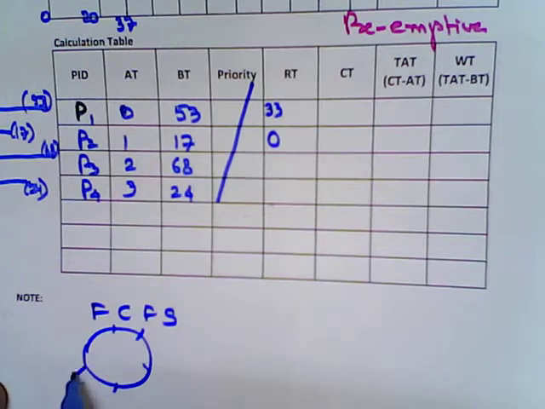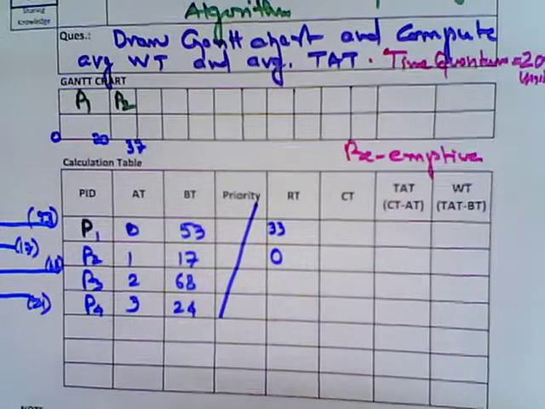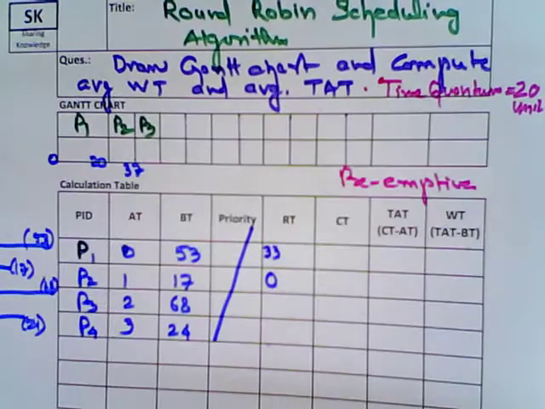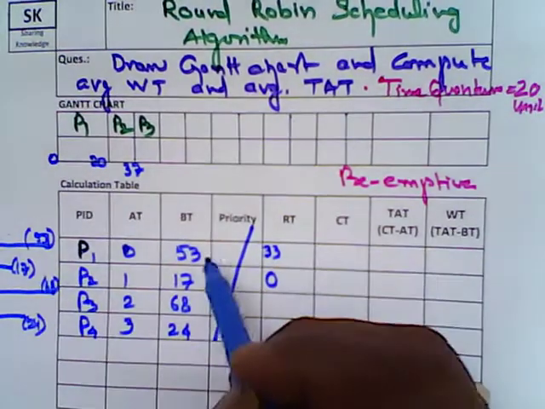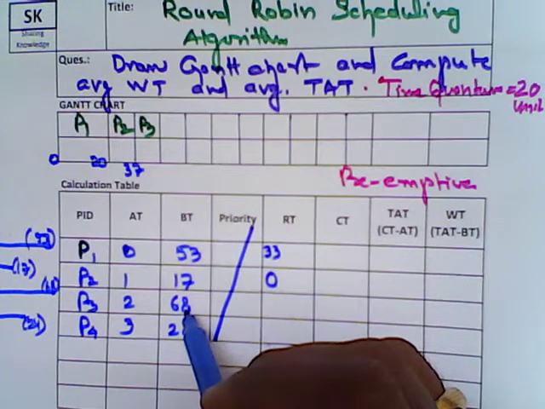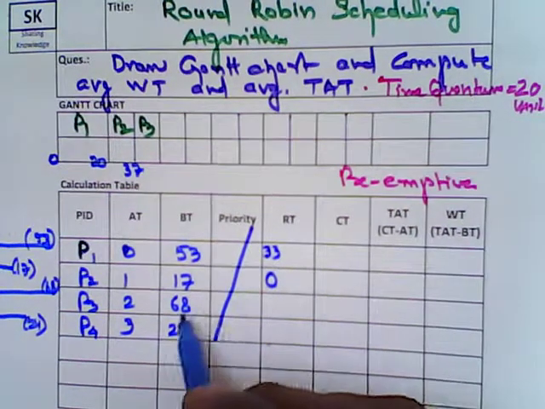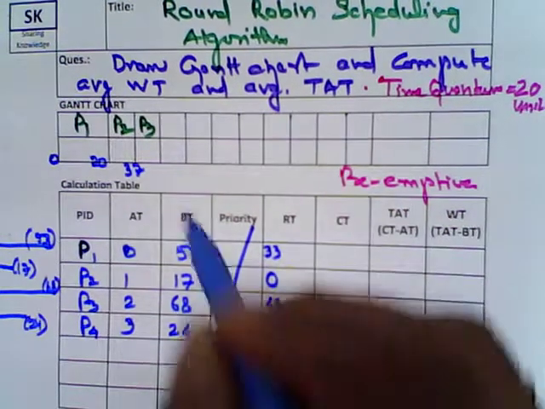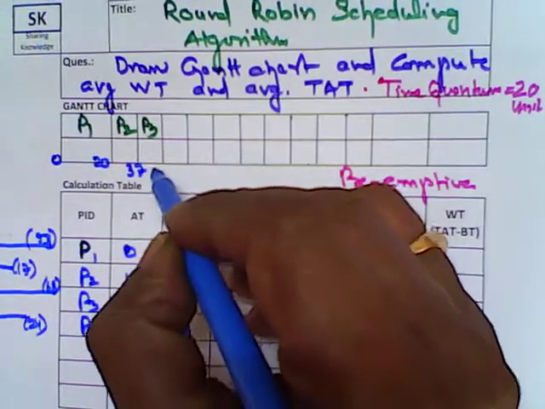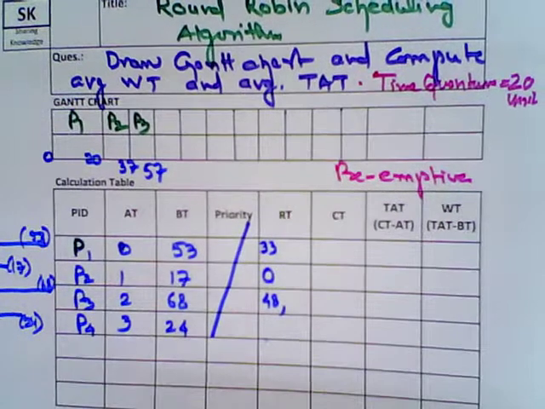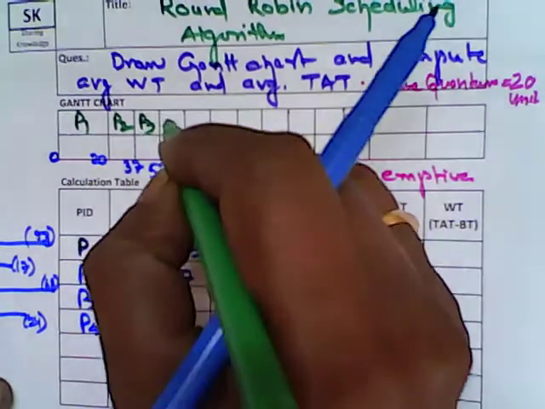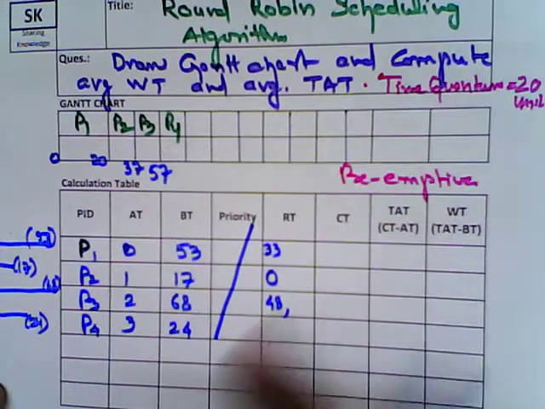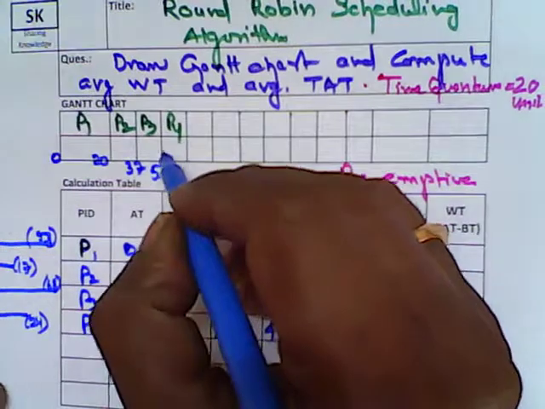So we go with the next process, which is P3. When we put P3, it will not take 68, it will take 20 units. So 68 minus 20 is 48, and we add 20 here, so it becomes 57. After P3, the next process is P4, which is 24. So 24 minus 20 is 4. We add 20 here, so it becomes 77.